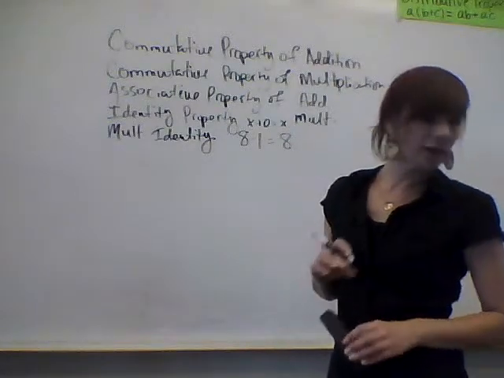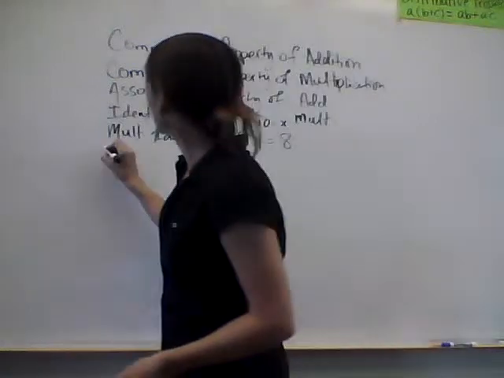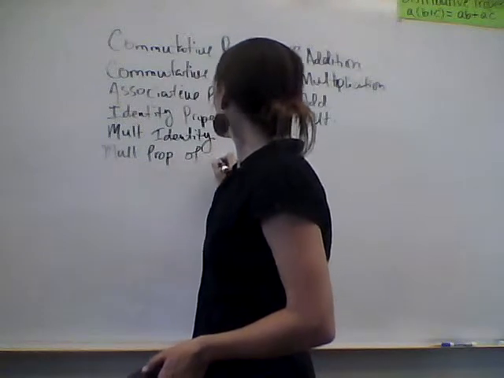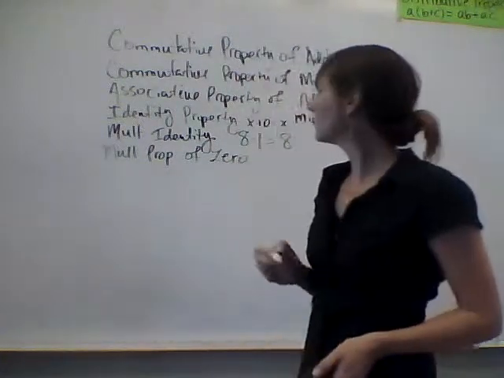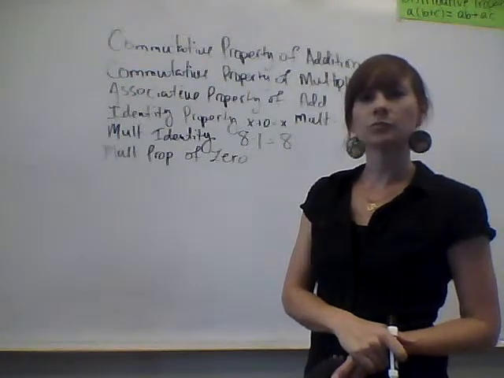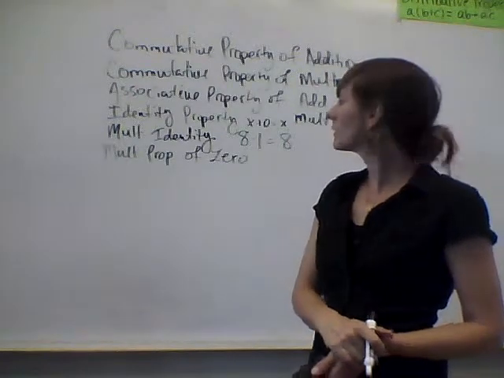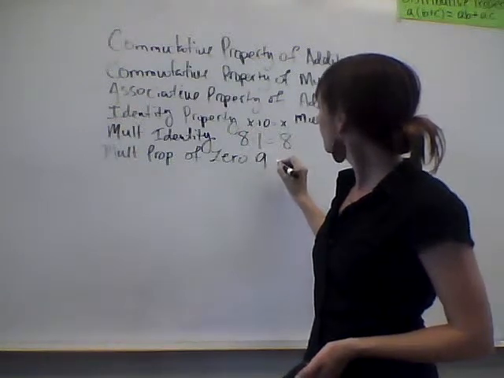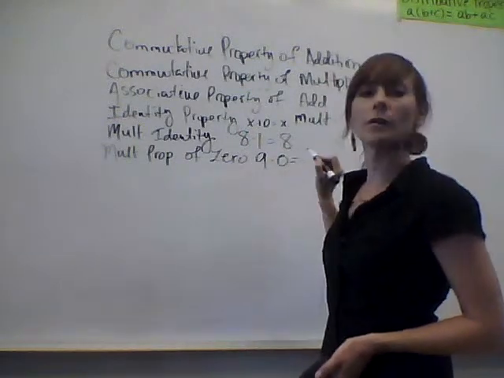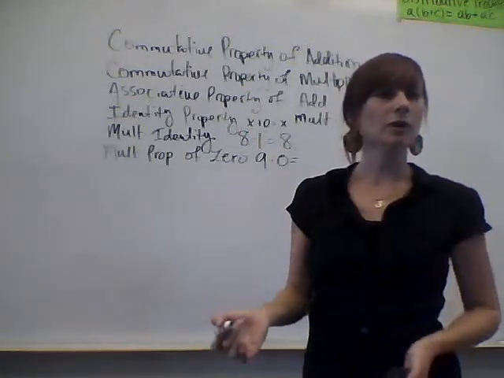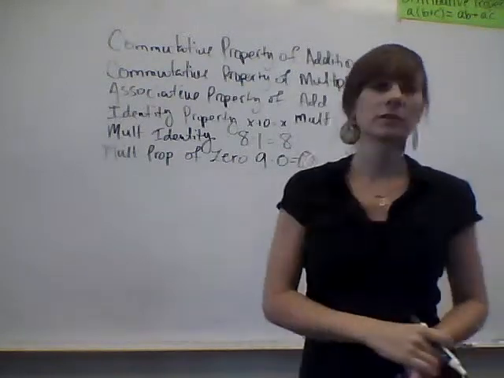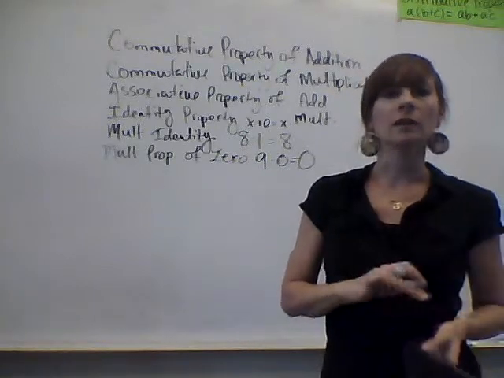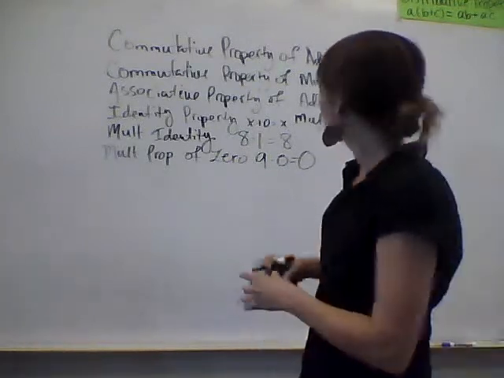There's one more, the multiplicative property of 0. So any idea what that would mean? I'm just going to abbreviate here. Property of 0. What would that mean, knowing all of these so far? So any number, say 9 times 0 is going to equal what? Any number times 0 is going to equal what? Right, 0. Any variable times 0 is going to equal 0. And remember, a variable would be x, y, z, any letter that represents a number in math.